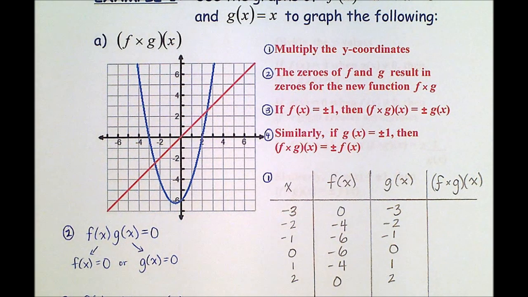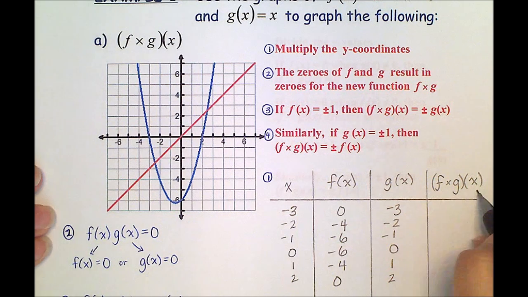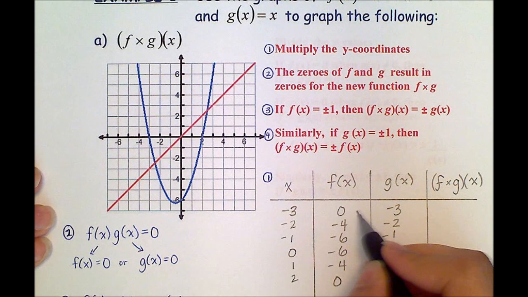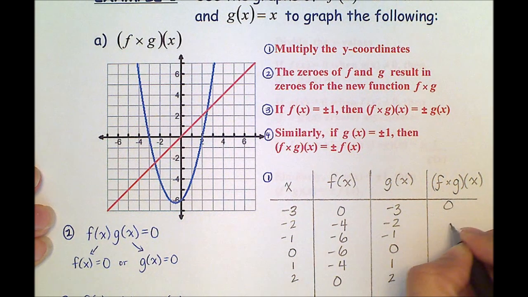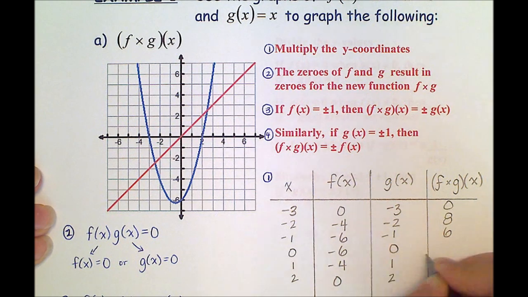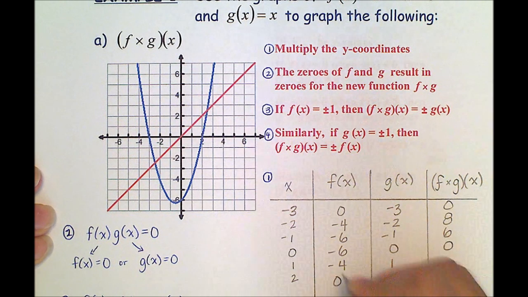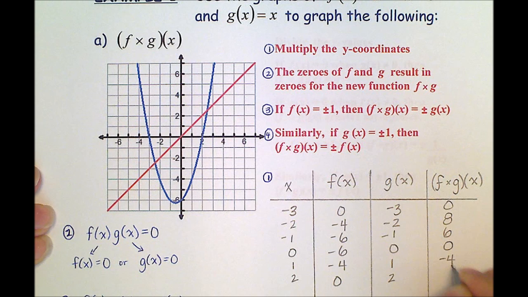So now, if I'm looking at the product of f of x and g of x, all I need to do is multiply my corresponding values. So 0 times -3 is 0, -4 times -2 is 8, -6 times -1 is 6, -6 times 0 is 0, and then -4 times 1 is -4, and then 0 times 2 is 0.